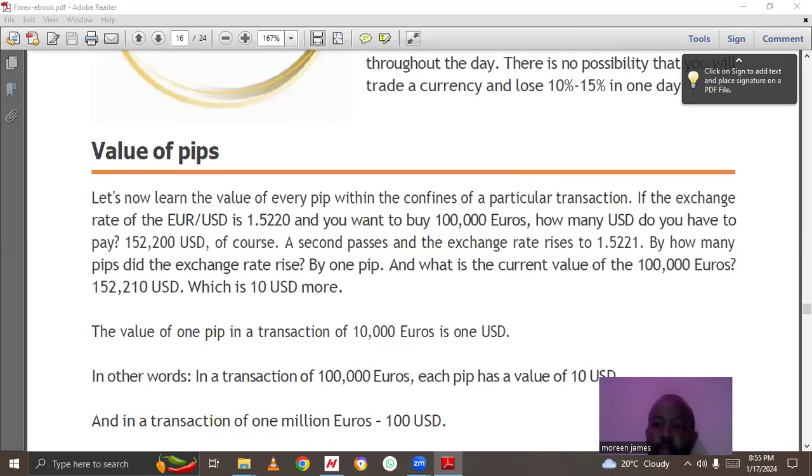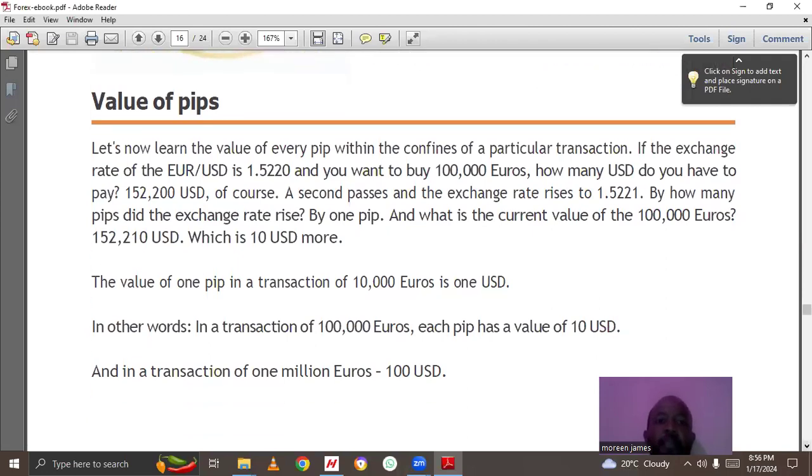Okay, let's continue. Let's learn the value of every pip within the confines of a particular transaction. If the exchange rate of the Euro USD is 1.5220 and you want to buy 100,000 euros, how many USD do you have to pay? 152,200. Of course, a second passes and the exchange rate rises to 1.5221. By how many pips did the exchange rate rise? By 1 pip. And what is the current value of 100,000? 152,210, which is $10 more. So the value of 1 pip in a transaction of 10,000 euros is $1.